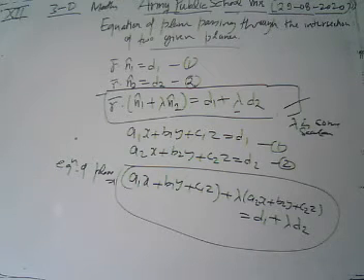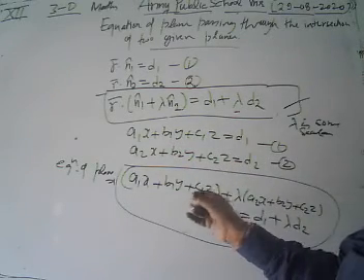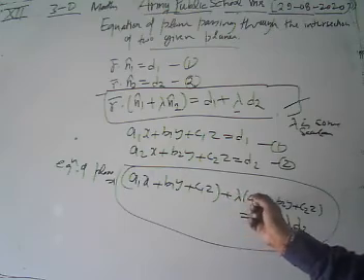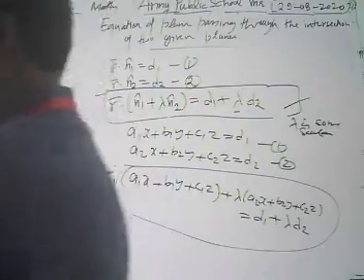We can also simplify and write this as a1x plus b1y plus c1z minus d1, plus lambda times (a2x plus b2y plus c2z minus d2), equal to 0. We can simplify this equation further.